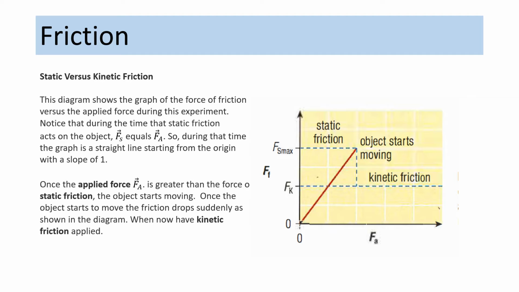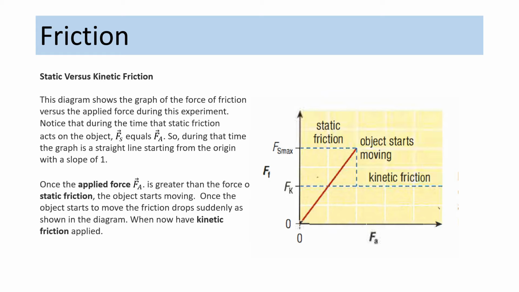Here's a diagram showing static friction to kinetic friction. This diagram shows the graph of the force of friction versus the applied force during an experiment. Notice that during the time that the static friction acts on the object, which is shown as Fs equals Fa, the graph is a straight line starting from the origin with a slope of 1.